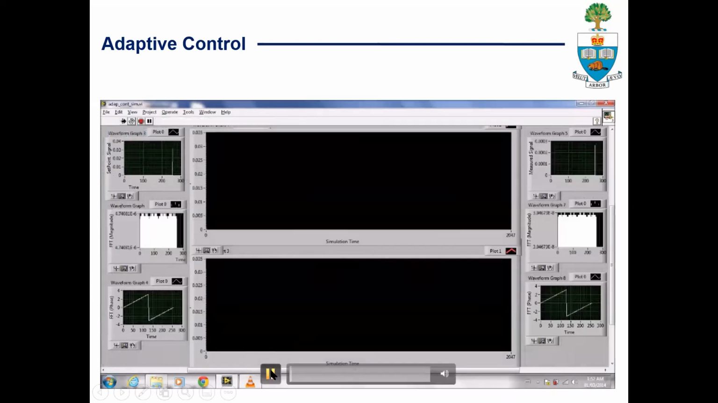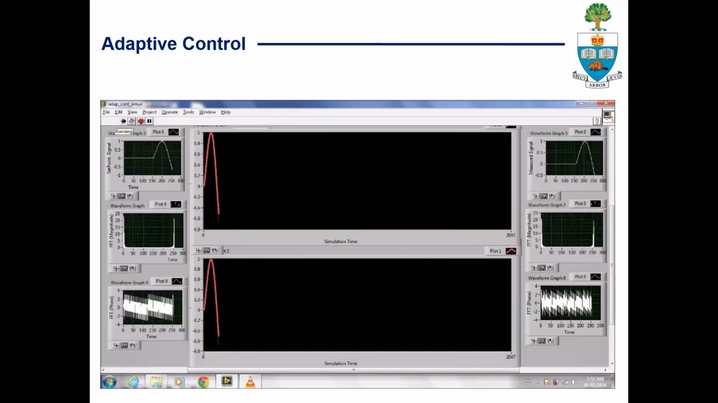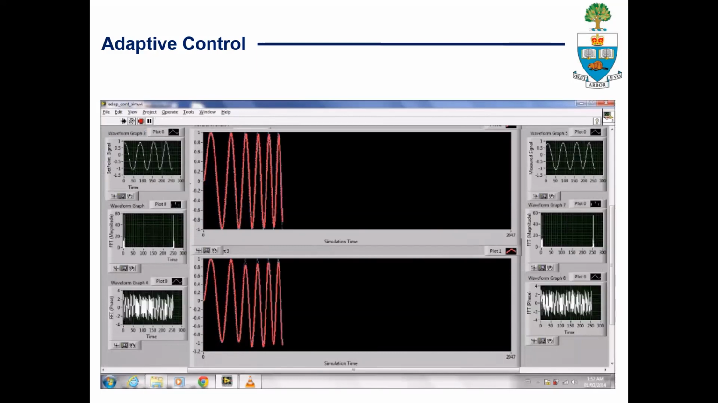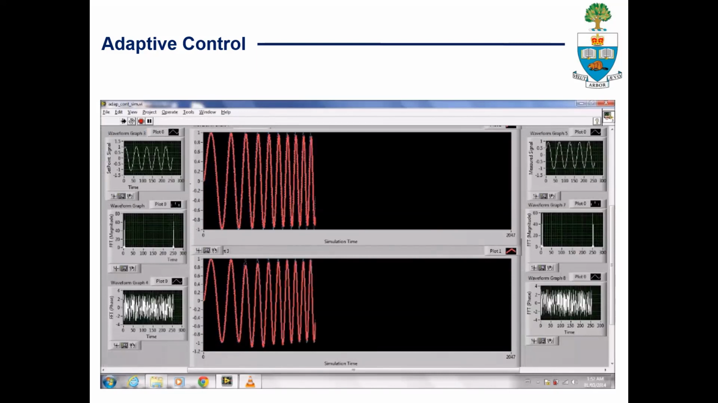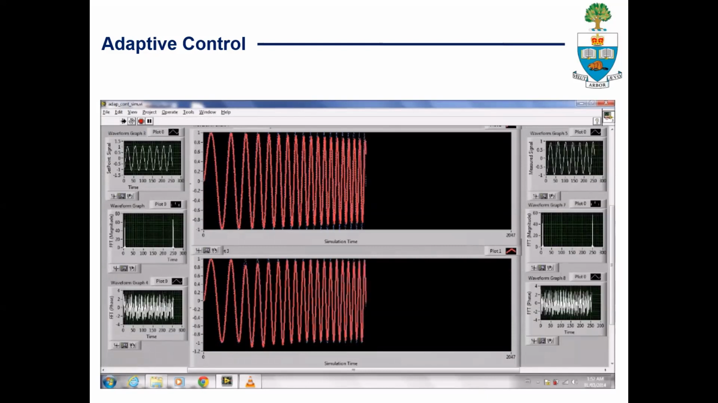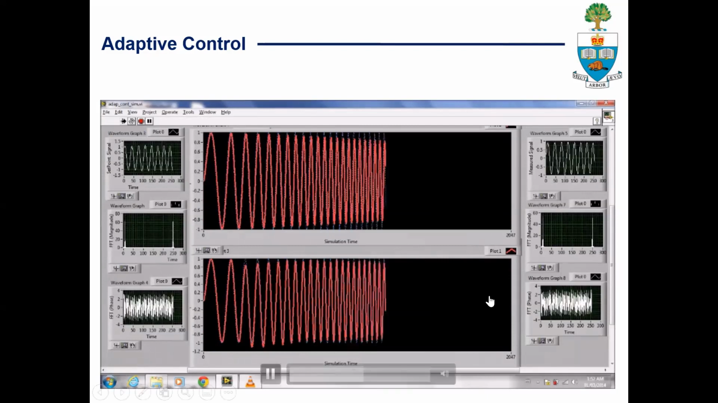And here, this video shows the comparison between a constant coefficient PID controller and the adaptive controller. In each case, we are tracking the same chirp signal, which is a sinusoid signal with increasing frequency. The figure on top belongs to the constant coefficient PID controller. And here, the bottom, we are looking at the performance of the adaptive controller.